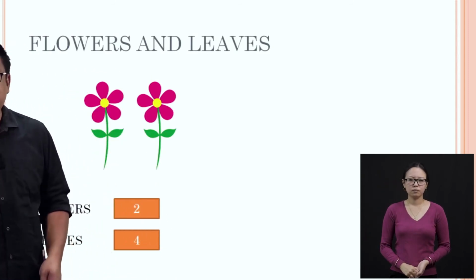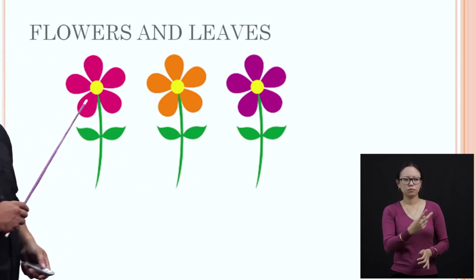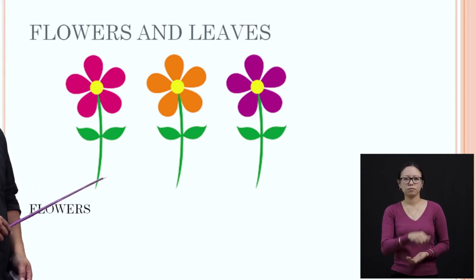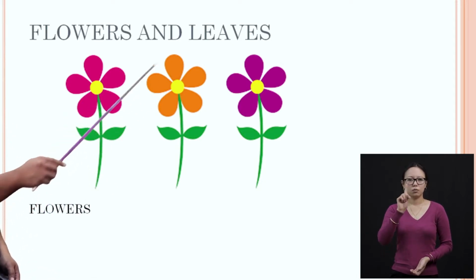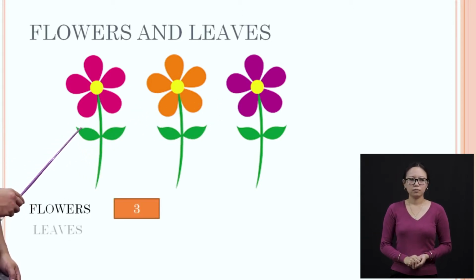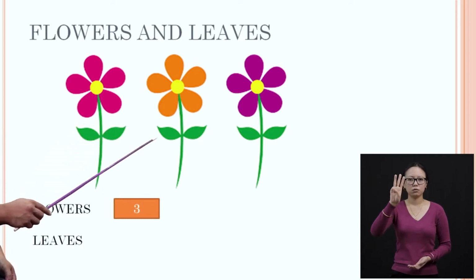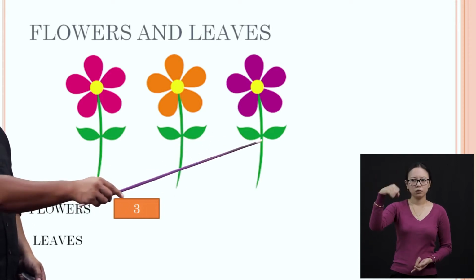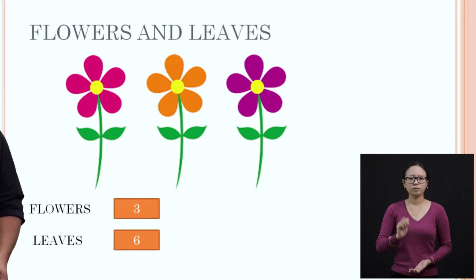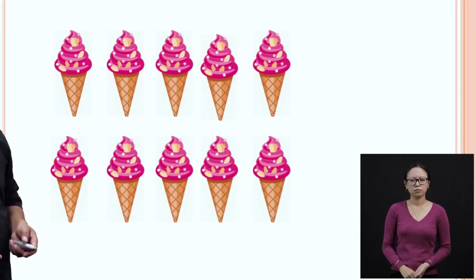Let's look at a different example again. We have many flowers here now. Let's try to count them first. For this picture, we have 1, 2, and 3 flowers. So we will write 3 here. And the number of leaves here are 1, 2, 3, 4, 5, and 6. So the number of leaves here are 6. All right. So to understand even better, let's take one more example here.